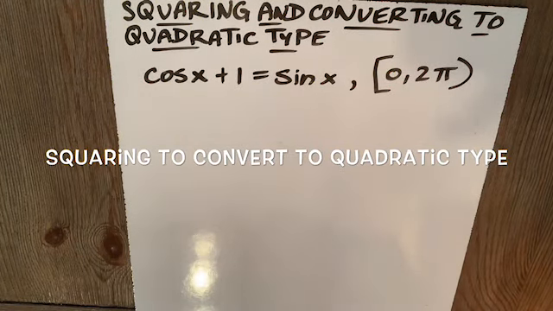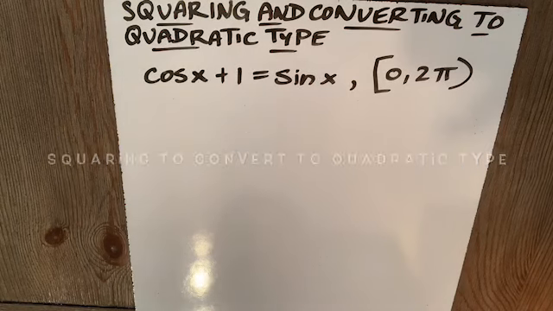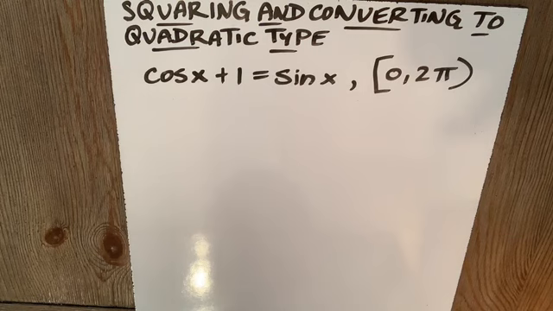Squaring and converting to quadratic type. So we're knee-deep in solving trig equations that involve quadratics. And we're given cosine x plus 1 equals sine x. And this is a situation in which you must square each side of the equation to obtain a quadratic.